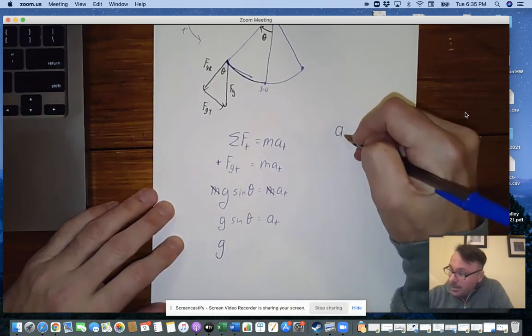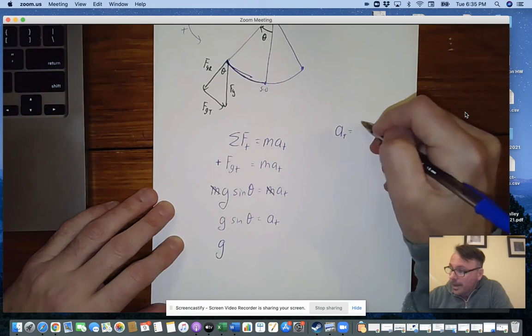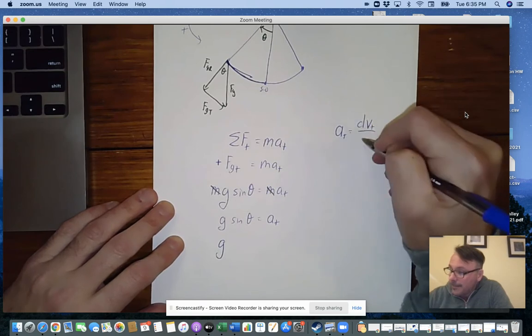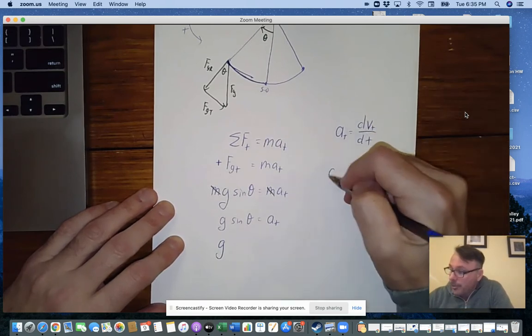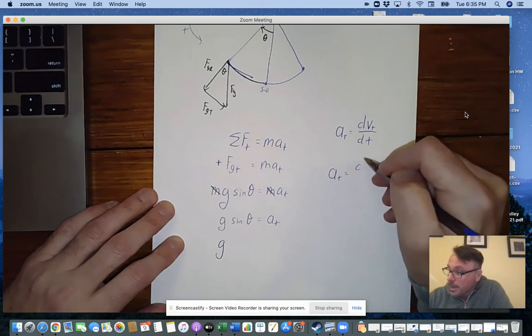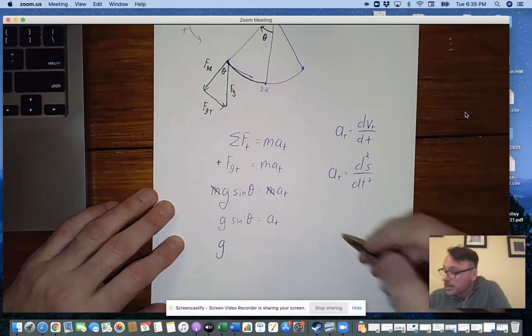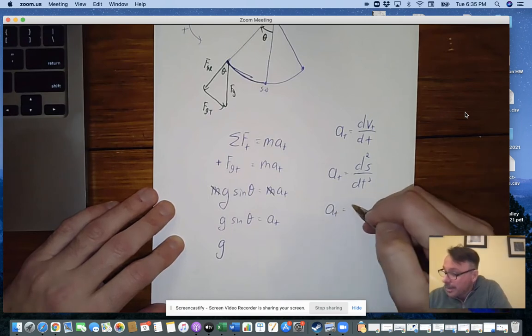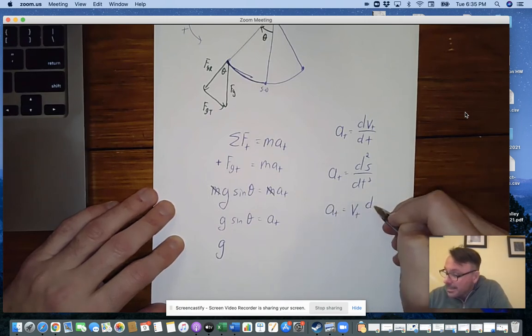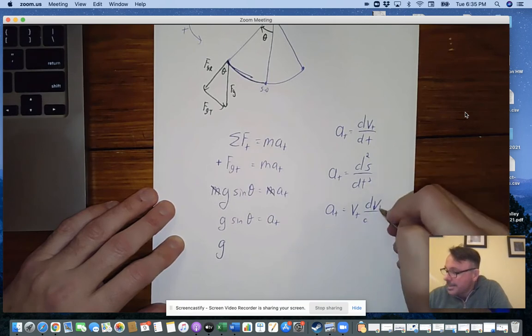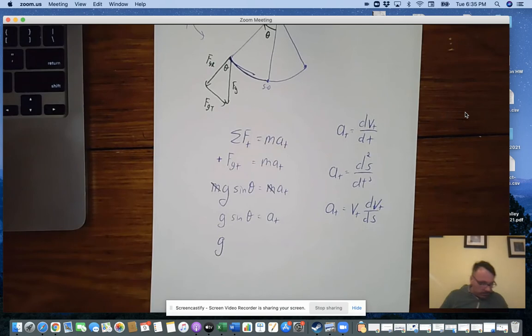Thinking back, our tangential acceleration, well, that's either going to be dv_t dt, or it's going to be d squared s dt squared, because that's the position variable that matters, or that tangential acceleration is going to be v_t dv_t ds. Okay?